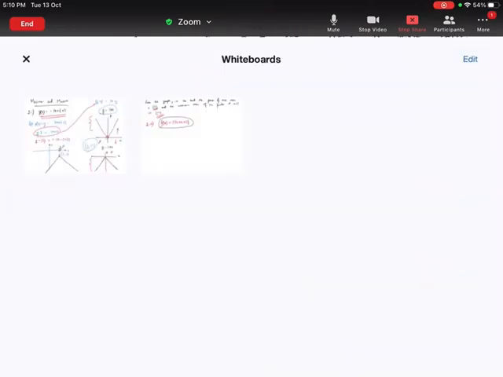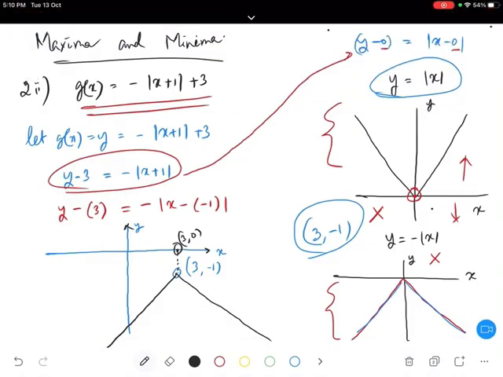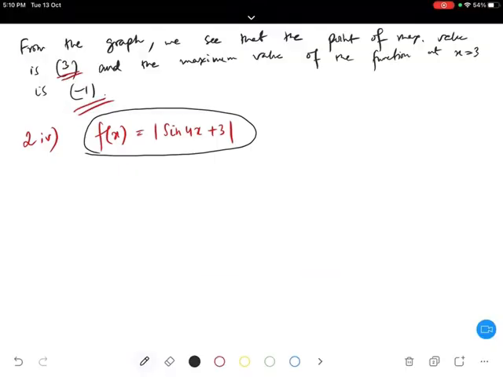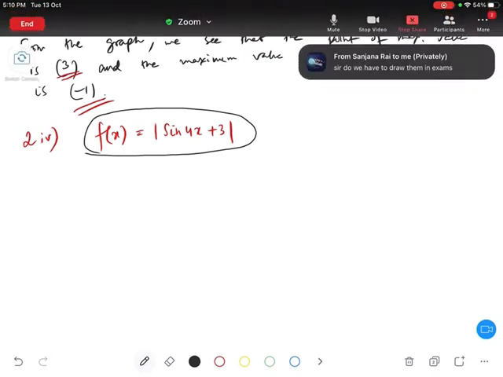Yes, the graph is necessary for those two questions. For question number 2.1 and 2.2, this graph is necessary. Because I have to write that from the graph, we see that the point of maximum value is this and that. For other questions, there is no graph. So do we have to draw them? Yes, you do have to draw.